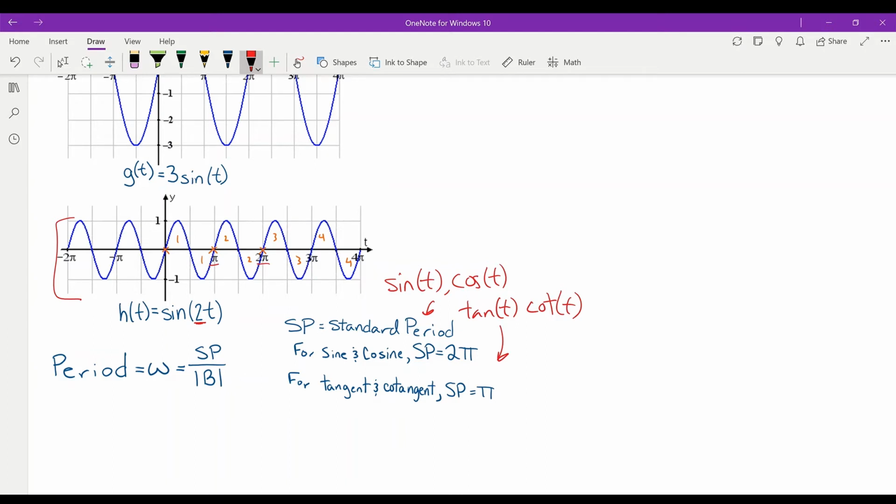So this period, which is symbolized by this curly w, is going to be equal to, since it's a sine graph, 2 pi divided by this 2 value, which is the absolute value of 2. And that equals a period of pi, which is why you see from end to end of a period, it's going to take pi time to do that.